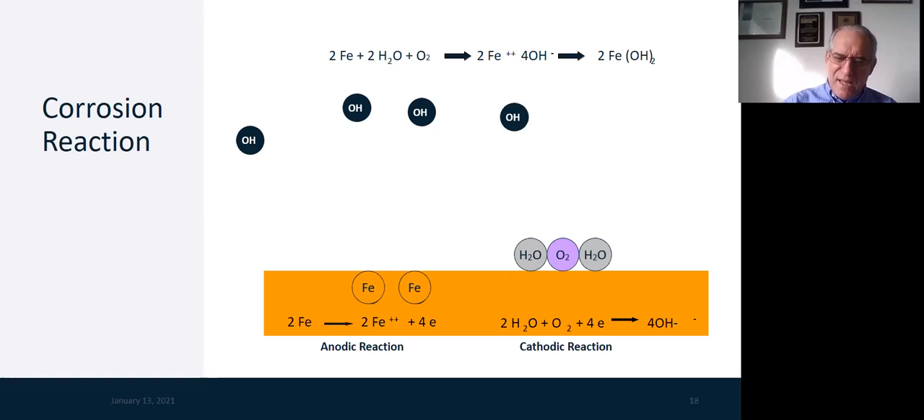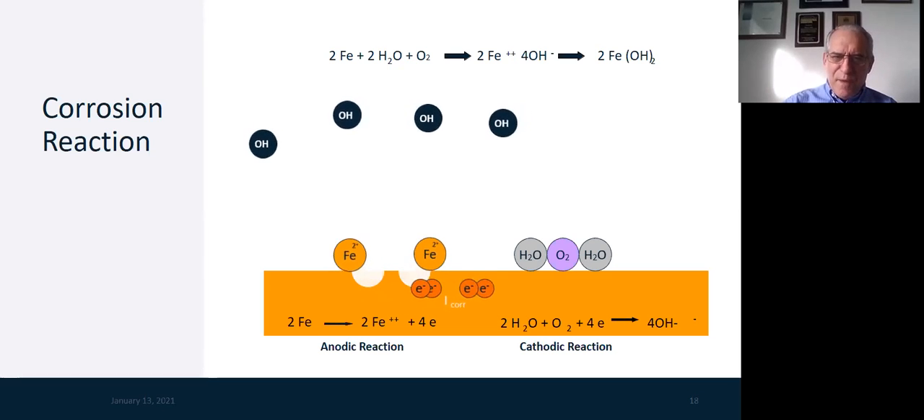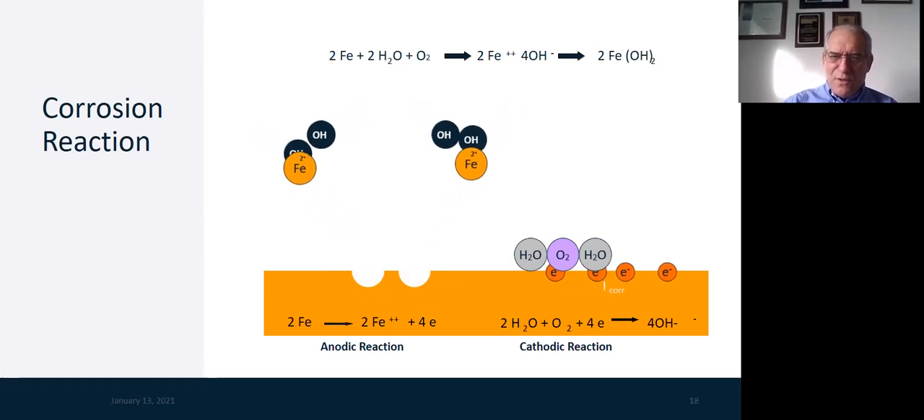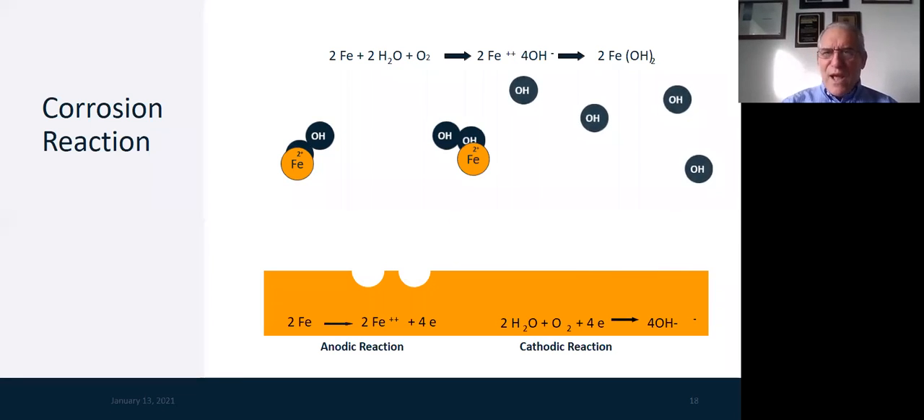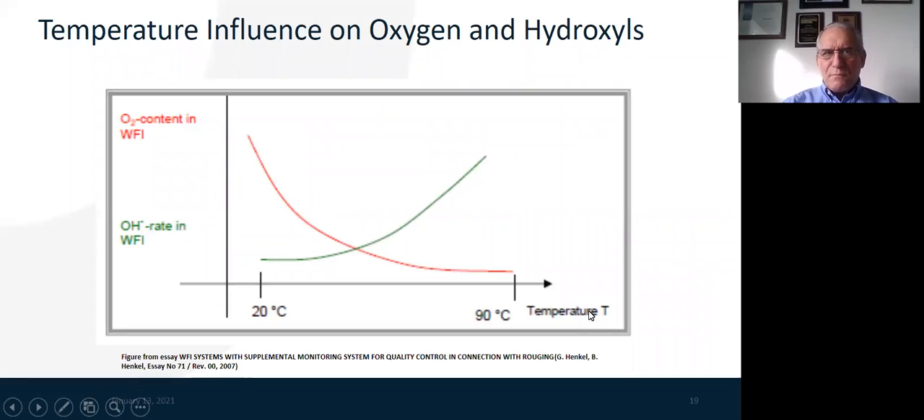What happens is as the iron is liberated from the metal, electrons migrate over to the cathodic side, while the iron combines with the hydroxyl radicals, formulating the ferric hydroxide. And the electrons will formulate with the water and oxygen more hydroxyl radicals. The more hydroxyl radicals there are in the system, the more liberation of iron there's going to be as the corrosion develops on the anodic side of the metal.